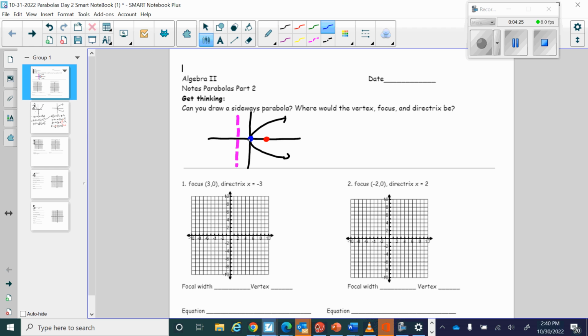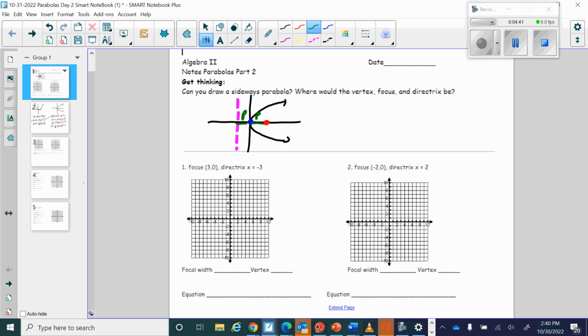And then my p-value. Remember, the p-value is the distance from the vertex to the focus. And that's p right there, and that's p right there. Okay. All right, let's try some examples.